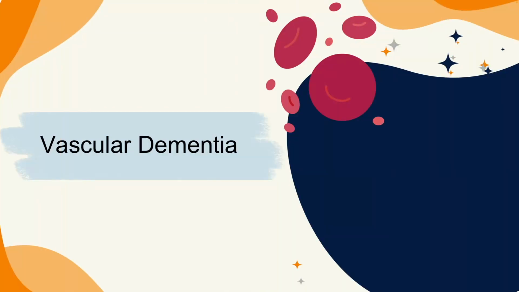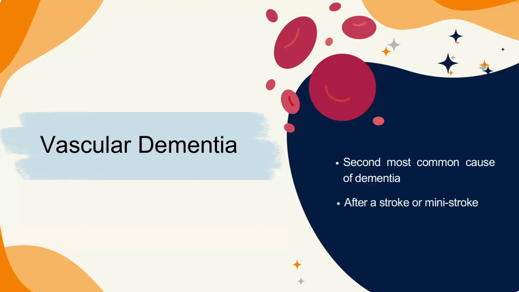As I mentioned earlier, there are other types of dementia. Let's talk about 3 of these. To start, vascular dementia. This is the second most common cause of dementia. It can occur after a stroke, mini strokes, or from living with hypertension or heart disease.